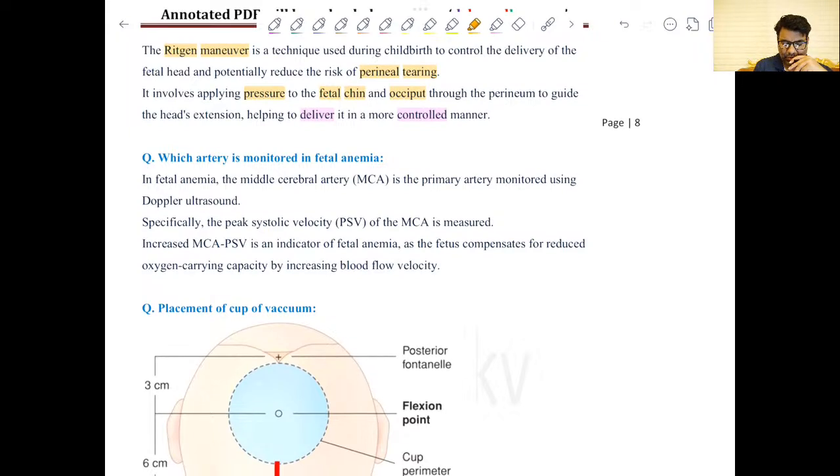Now, which artery is monitored in fetal anemia? In case of fetal anemia, which artery is monitored? And this is middle cerebral artery, which is principally used for monitoring using Doppler ultrasound, and we actually check peak systolic velocity, PSV. So in Doppler ultrasound of middle cerebral artery, we check peak systolic velocity, right?